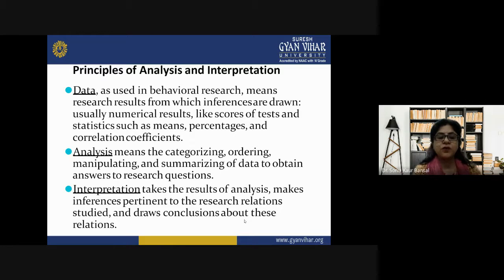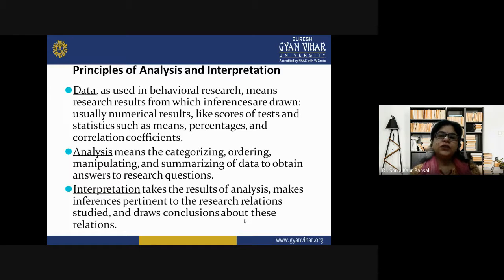Now let's talk about analysis. Analysis means the categorizing, ordering, manipulating and summarizing of data to obtain answers to research questions. Analysis of something means that you are putting your data into categories. If you have gathered data from a particular sample, you are categorizing it into male, female, or maybe rural, urban, married, unmarried, working, non-working. So you categorize, then manipulate, and then summarize the data to obtain answers to research questions.